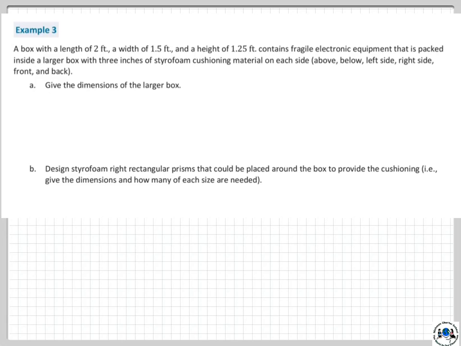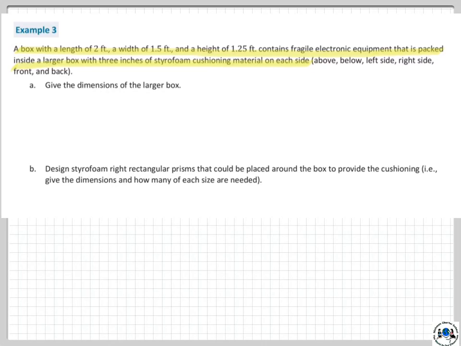Okay, so here we go. We have example 3, which sets up a situation here. We have a box with a length of 2 feet, width of 1.5 feet, and a height of 1.25 feet.